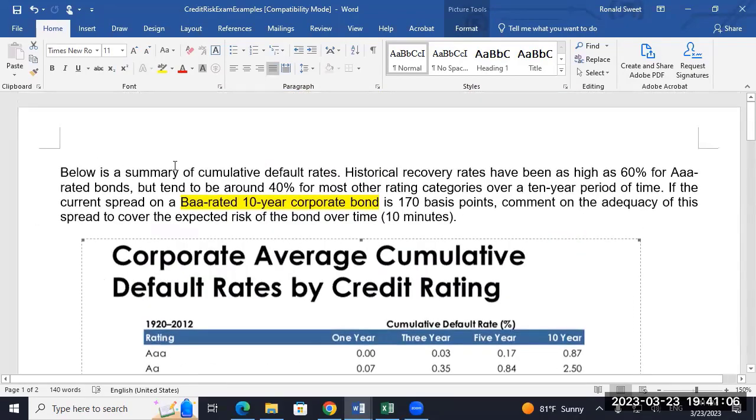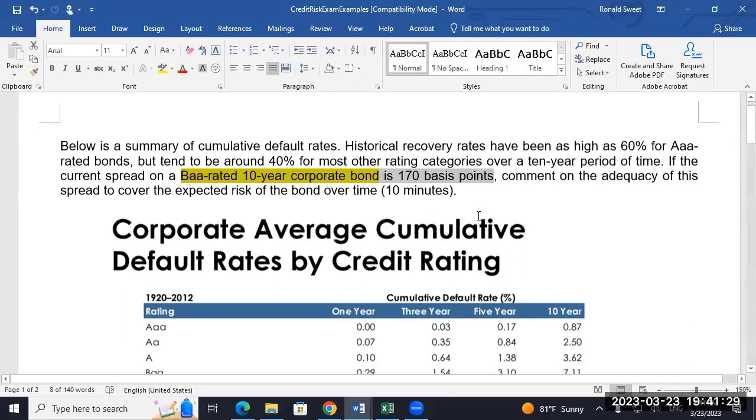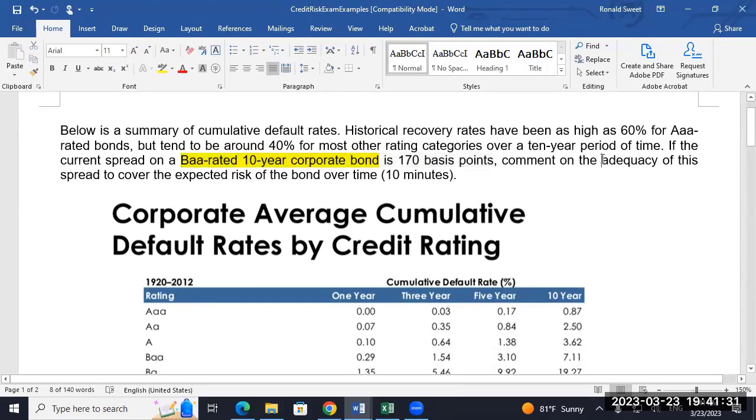So let's look at the question. Historical recovery rates have been as high as 60% for AAA, but tend to be about 40%. So AAA has the double advantage that they don't default, and when they do default, there's a lot of pretty good assets there that you can get a lot of your money back. So let's say a BBB bond has a current spread of 170 basis points. Comment on the adequacy. So this isn't really a lot of math. There's some math involved, but the math is pretty straightforward.